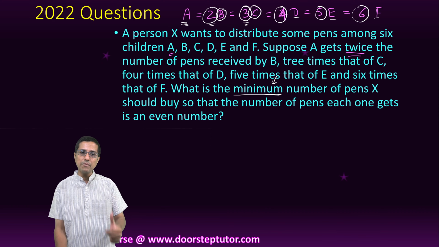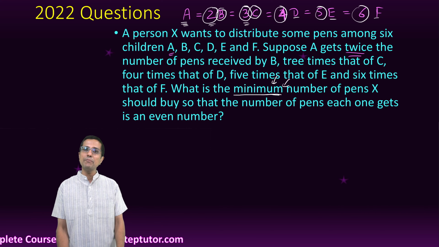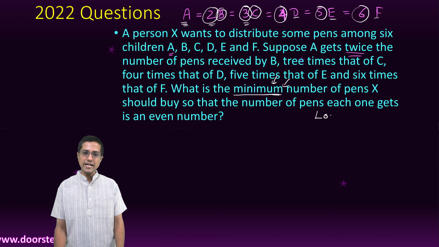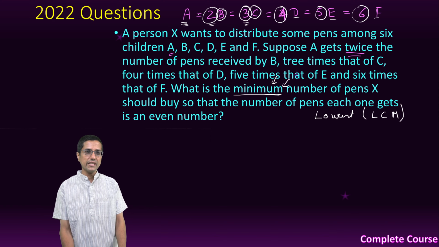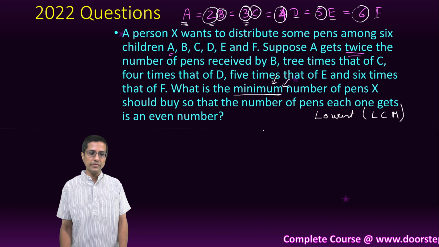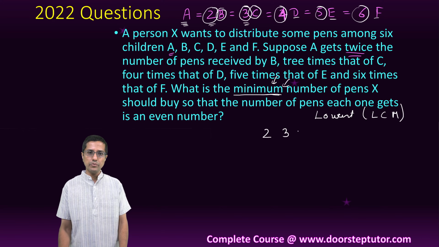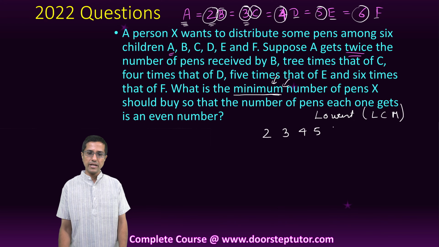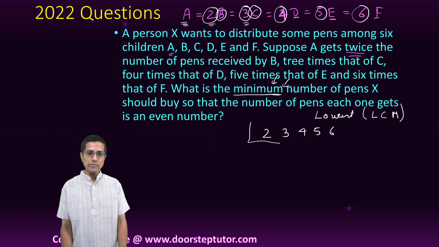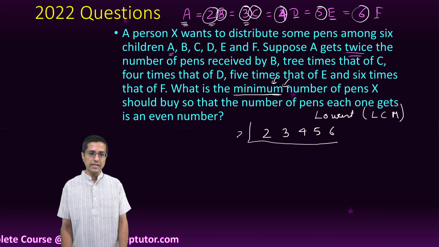Now what is the minimum multiple? As soon as we see the term minimum, we should understand that minimum is the same as lowest, and therefore the problem is related to LCM. So the first thing we do is to find the LCM of these numbers 2, 3, 4, 5 and 6, and of course the LCM of these numbers can be found simply by our method.